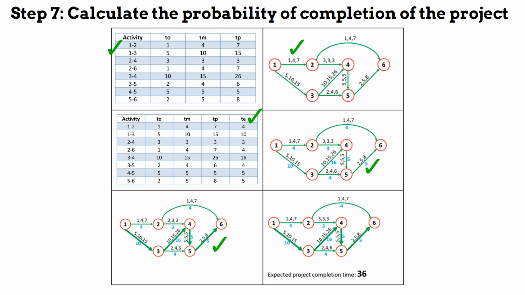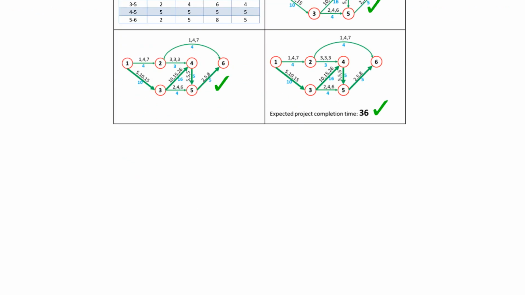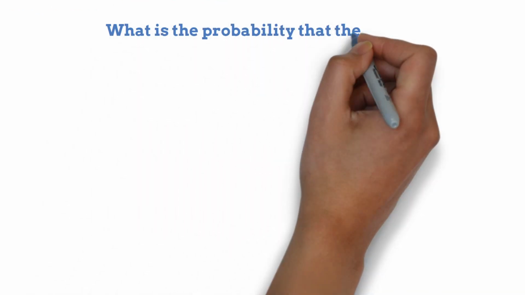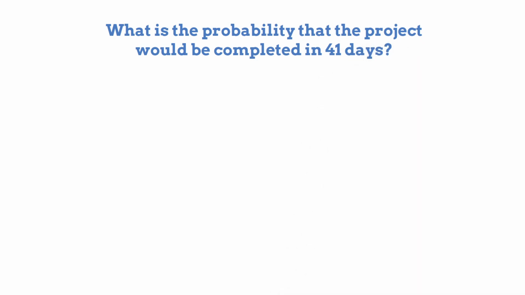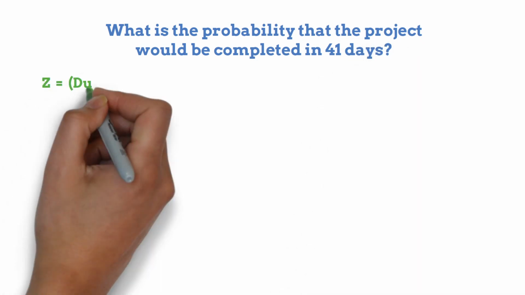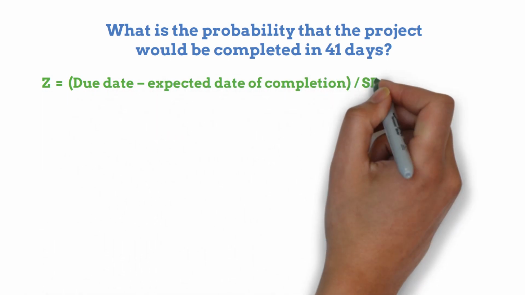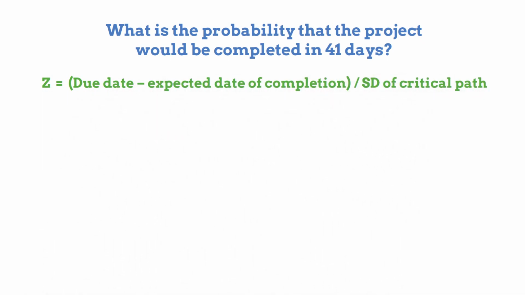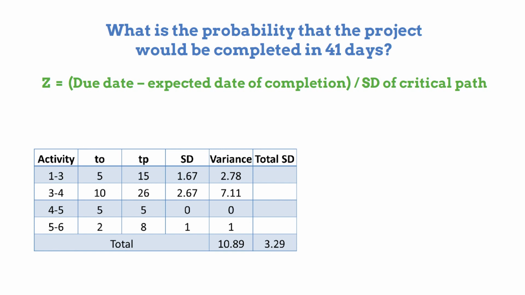The total duration for the critical path is 36 days after adding the expected times for each activity in the critical path. The next hypothetical question is, what is the probability that the project would be completed in 41 days? The probability of meeting a specified completion date is calculated by this formula. Z is equal to the due date minus the expected date of completion divided by the standard deviation of the critical path. First, we need to calculate the standard deviation for each critical activity.